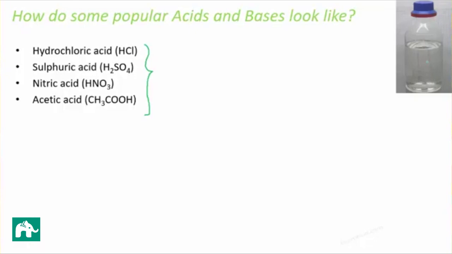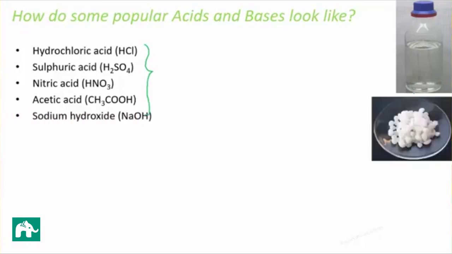So I'm sure that you would have seen all of these acids mostly in your science laboratories, right? They are packed inside jars like this and they look like water, so liquid form. On the other hand, we have some bases like sodium hydroxide and potassium hydroxide, and they exist in solid form. They look somewhat like naphthalene balls, in crystal form, white in color.